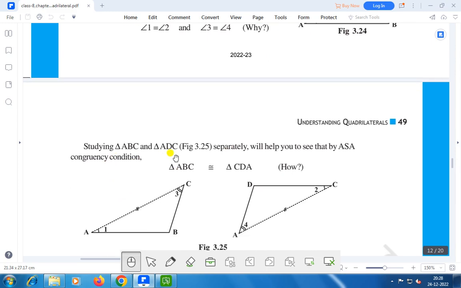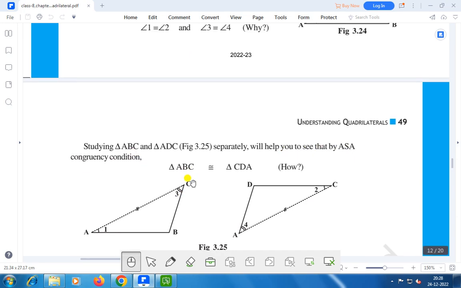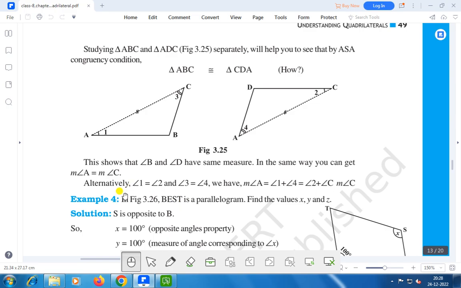similarly, studying triangles ABC and ADC separately will help you to see, by the angle-side-angle congruency condition, that triangle ABC is congruent to triangle CDA, right? This shows that angle B and angle D have the same measure. In the same way, you can show that the measure of angle A and the measure of angle C are equal.